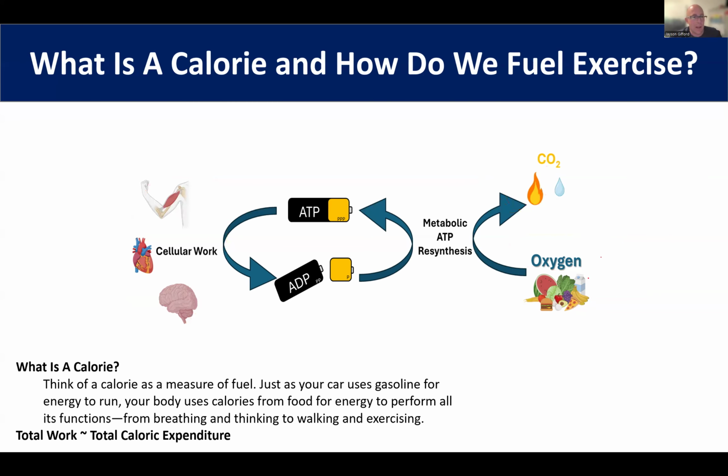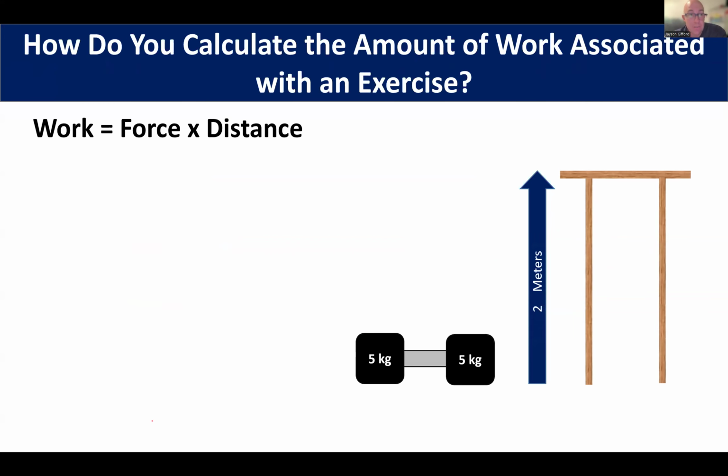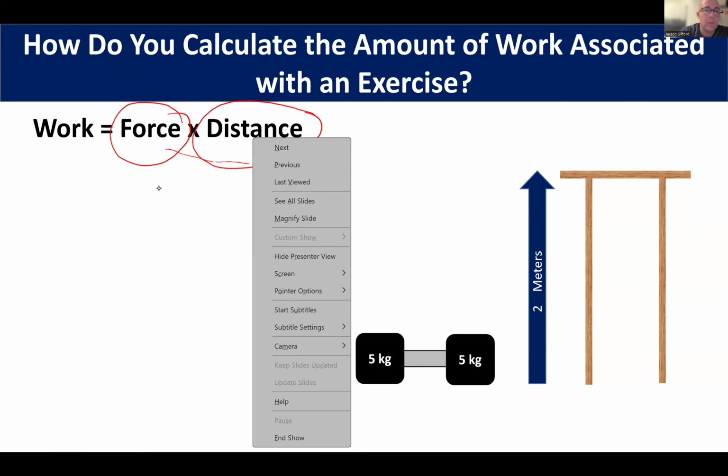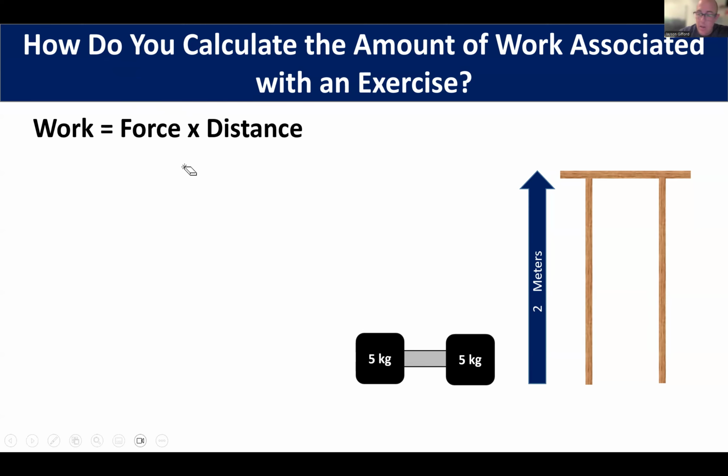So, how much work a person does is roughly equivalent to the total caloric expenditure, how many calories or how much energy we've burned to do that exercise. But in physics and physiology, work has a very specific definition that allows us to calculate how much work was done and compare from person to person or exercise to exercise. In terms of physics, work is equal to the force that you apply to an object times the distance that you move the object. Okay, and we'll work our way through this.